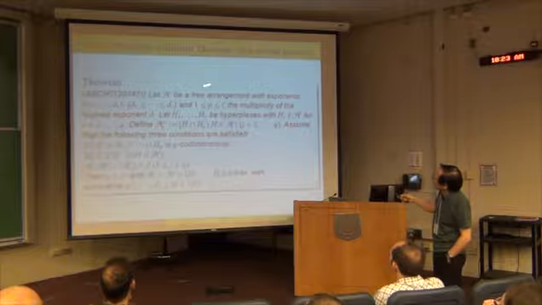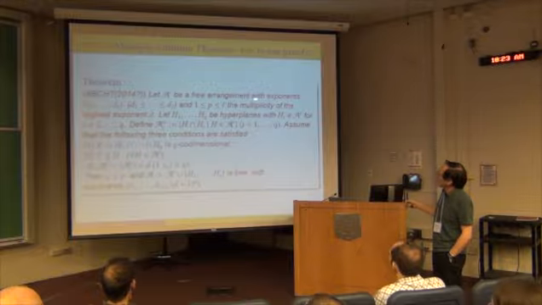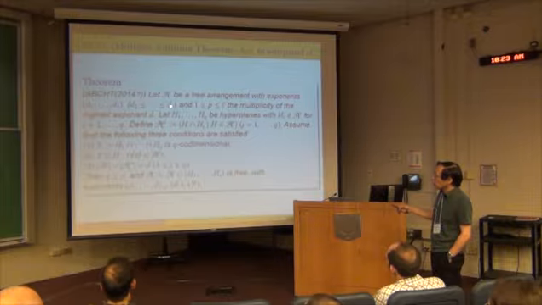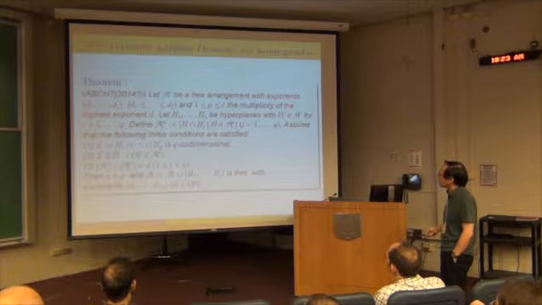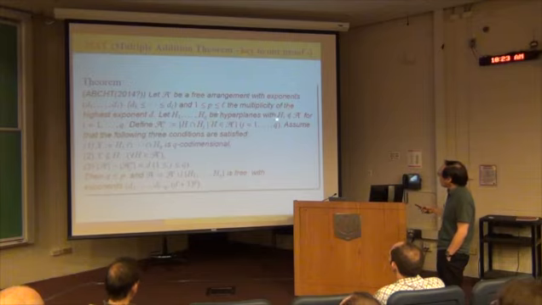Okay, so the statement is this: if A prime is a free arrangement with exponents in increasing order, and we assume that the highest exponent d appears p times. It's possible that there are many highest exponents, so p is the number of such exponents. Then I'd like to add new hyperplanes. These are new hyperplanes, so of course they do not belong to A prime, the original arrangement.